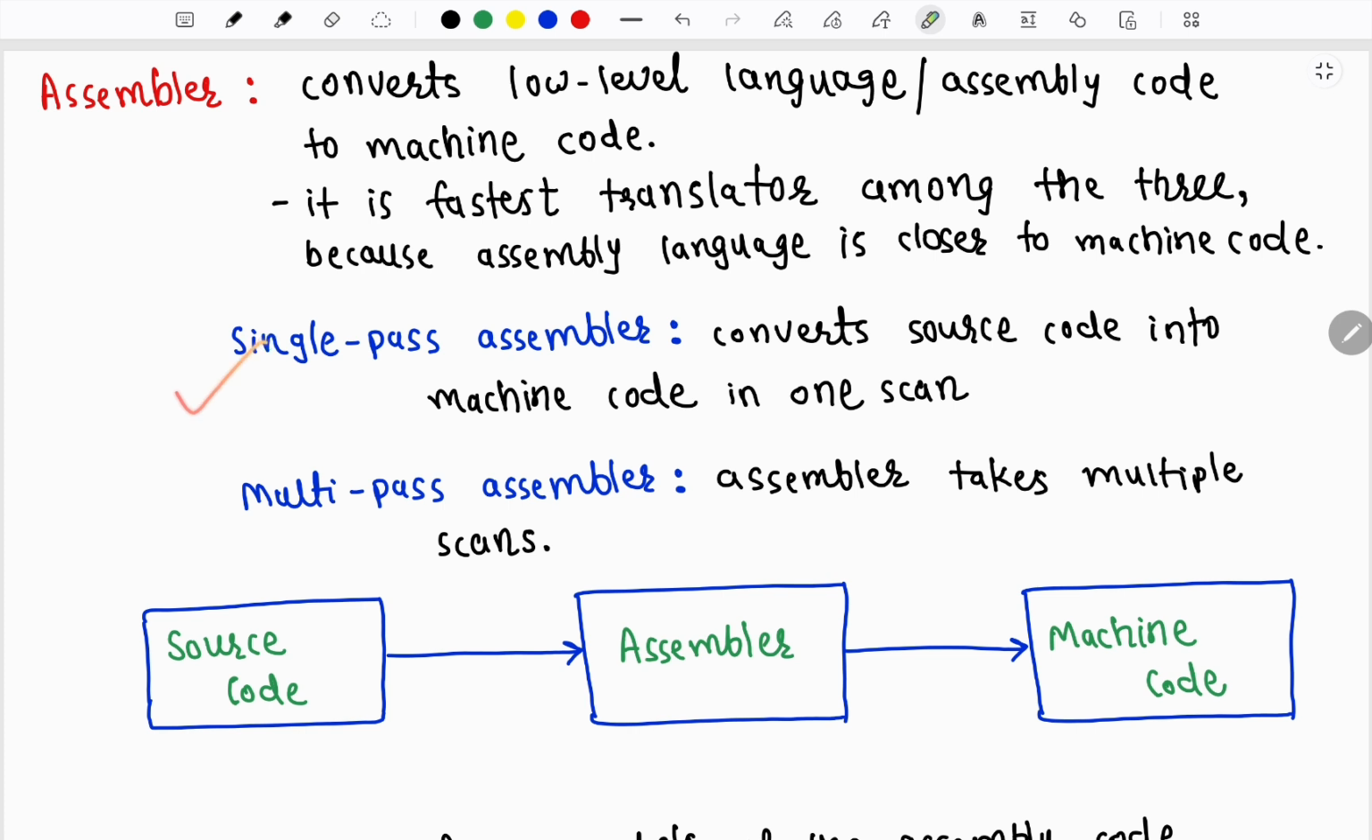There are two types of assembler, single pass assembler and multi-pass assembler. What is a single pass assembler? If the assembler converts source code into machine code in one scan, then that assembler is called a single pass assembler. And if the given assembler takes multiple scans to convert source code into machine code, then that assembler is called a multi-pass assembler.